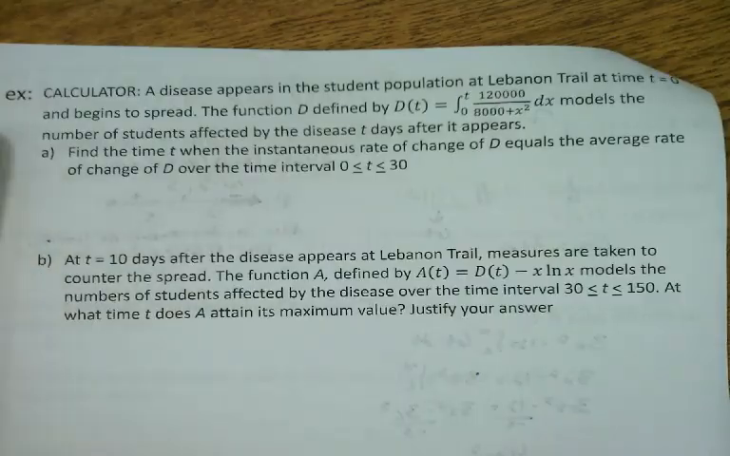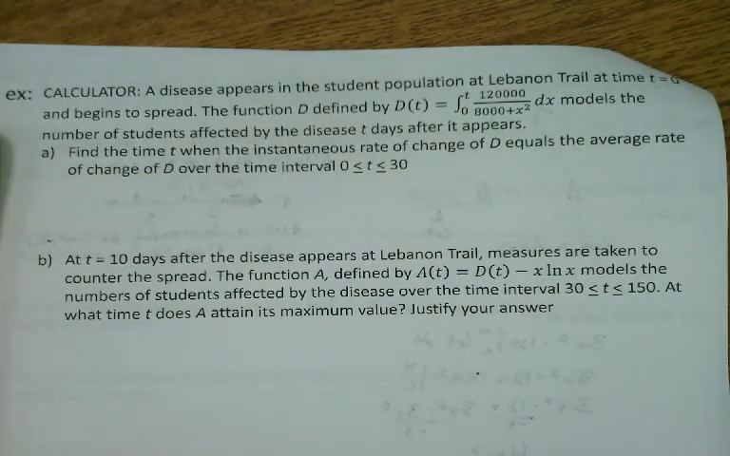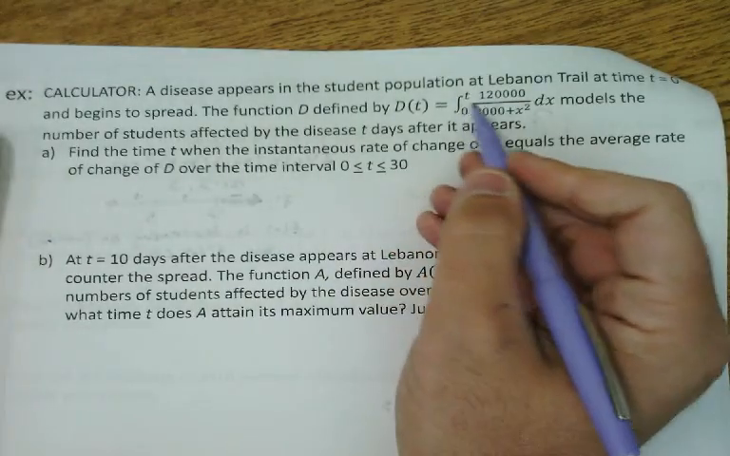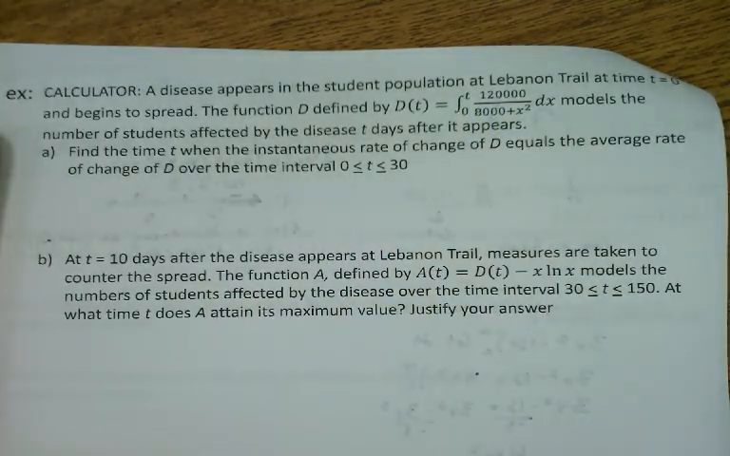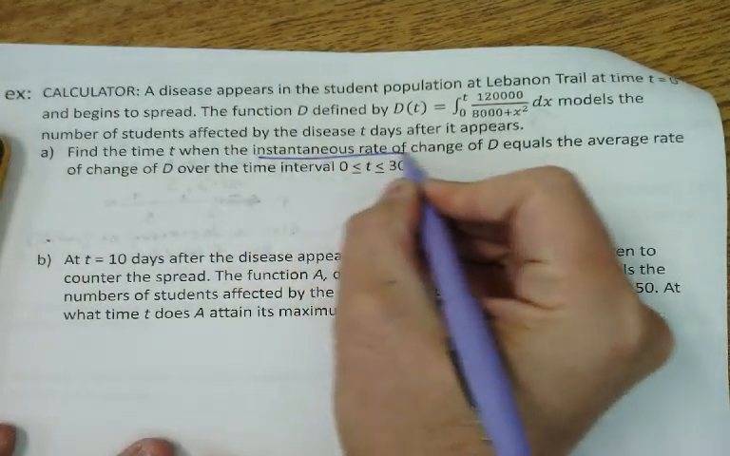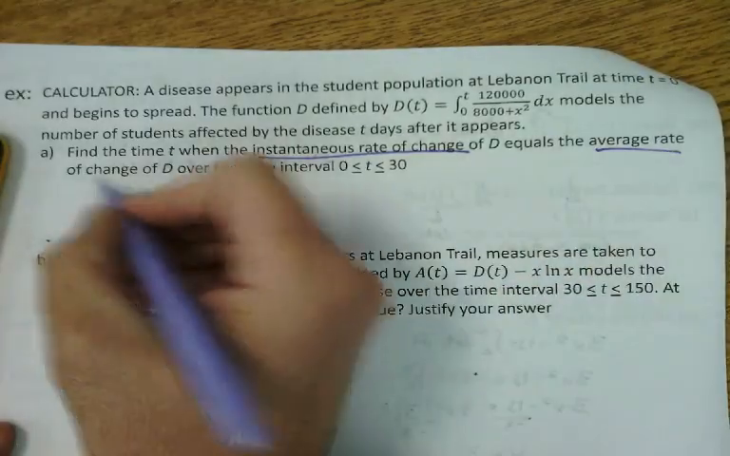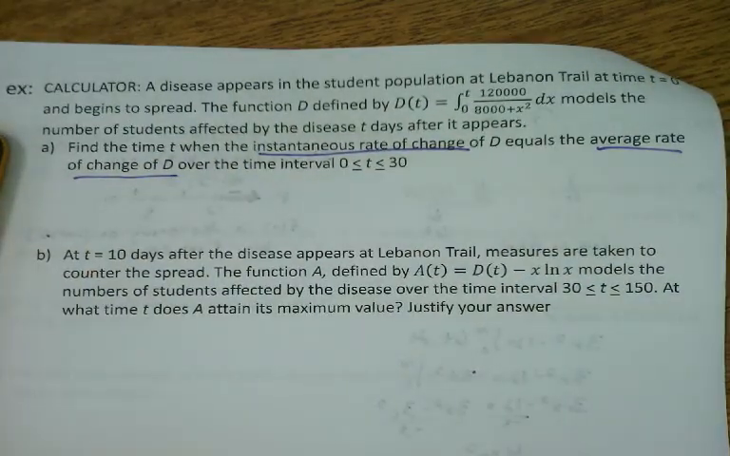Here we go, calculator. The disease spreads in the student population at Lebanon Trail at time t equals 0 and begins to spread. The function d is defined by d of t, which is the integral from 0 to t of 120,000 over 8,000 plus x squared dx, and models the number of students affected by the disease t days after it appears. Find the time t when the instantaneous rate of change of d equals the average rate of change of d over the time interval from 0 to 30. This is a pretty heavy dosage of a question. I need to set the instantaneous rate of change equal to the average rate of change. What is the instantaneous rate of change?